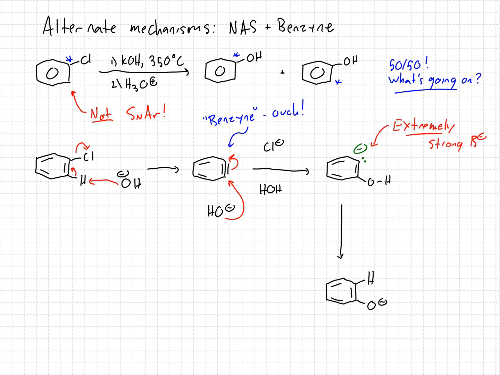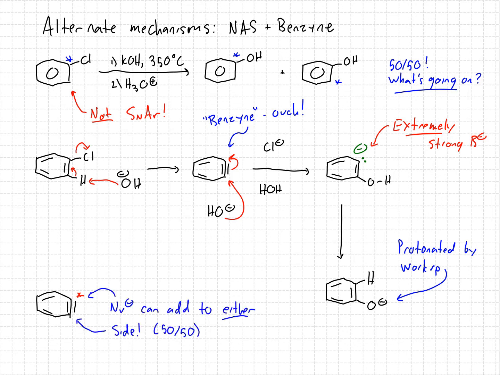This is a ridiculously strong base, so it'll very quickly transfer the proton from the oxygen to the carbon, giving us again a phenoxide ion. This can be protonated by workup to give us phenol. This is one of the few ways that we have to make unsubstituted phenols. So how does the labeling experiment explain this? Well, if we start with benzyne with the isotopic label, if we start in the middle of the mechanism, the nucleophile could add to either side of the triple bond because there's no difference in terms of the stability of the intermediate that we make. So what we predict is that we get exactly a 50-50 mixture of the two possible products.